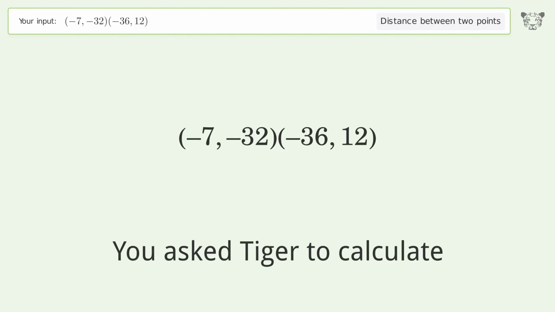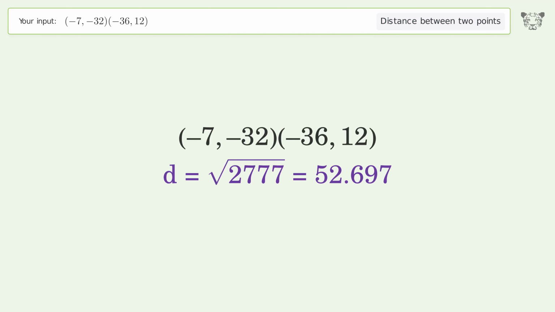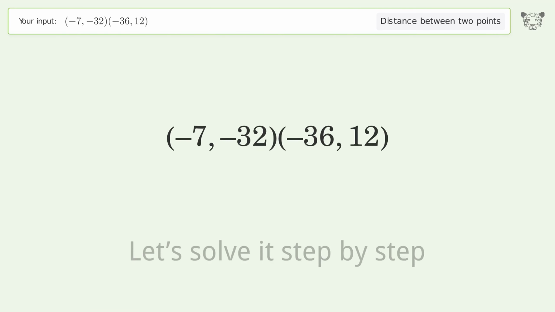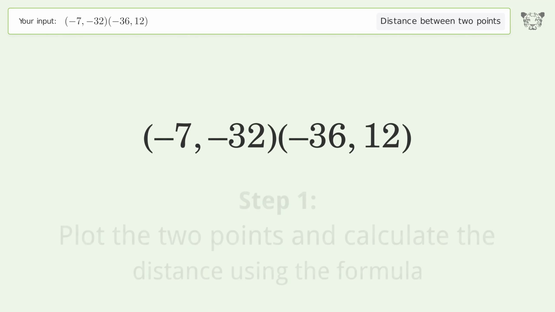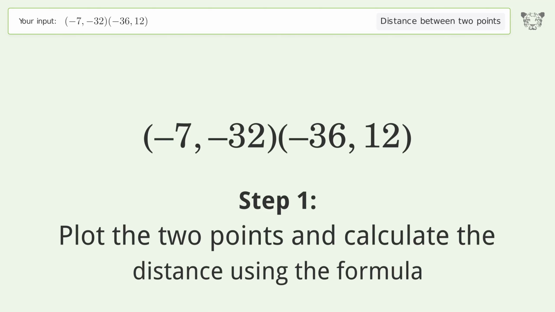You ask Tiger to calculate. This deals with the distance between 2 points. The distance between the 2 points is the square root of 2,777 or 52.697. Let's solve it step by step. Plot the 2 points and calculate the distance using the formula.